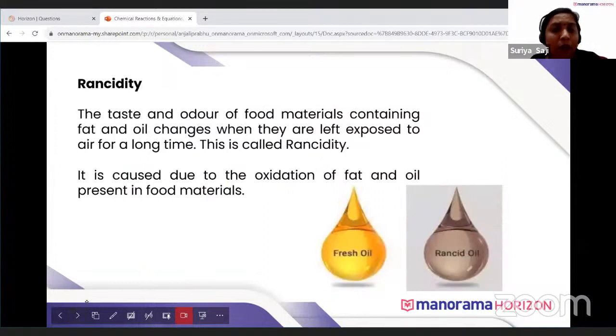So next is rancidity. So far we discussed metals getting corroded. Food containing oil and fat will get rotten after some time. That we call rancidity. The taste and odor of food materials containing fat and oil changes when they are left exposed to air for a long time. If you keep fat and oil food for a long time in air, it will get rancid. It is because of the oxidation of fat and oil. Because of that only, it will become rancid.